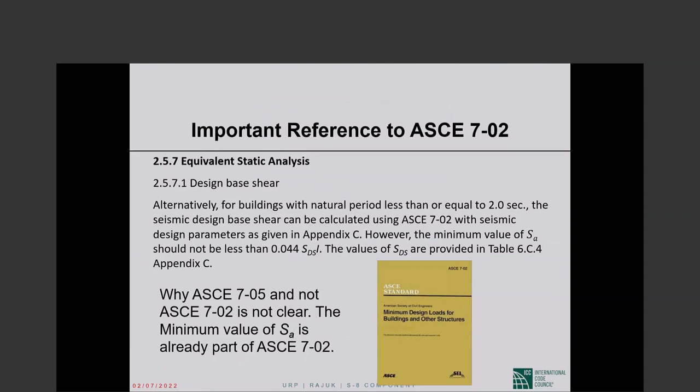BNBC says this is section number 2571. Alternatively, for buildings with natural period less than or equal to 2 seconds, so not for very tall buildings, the seismic design base shear can be calculated using ASCE 7-02 with seismic design parameters as given in Appendix C. Okay, so if you go with Appendix C, you are basically doing ASCE 7 seismic design, and that is fully permitted by the BNBC.